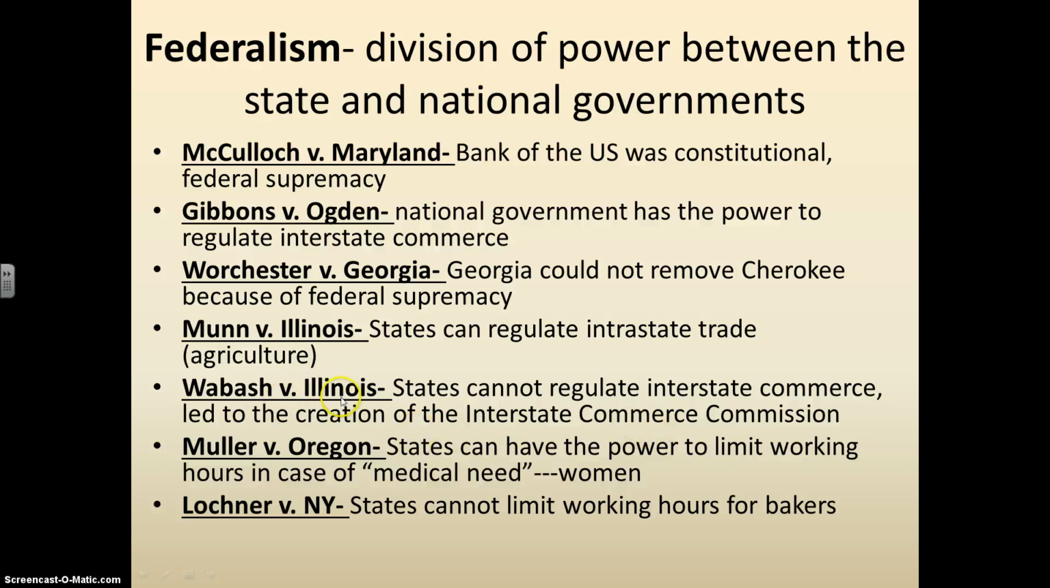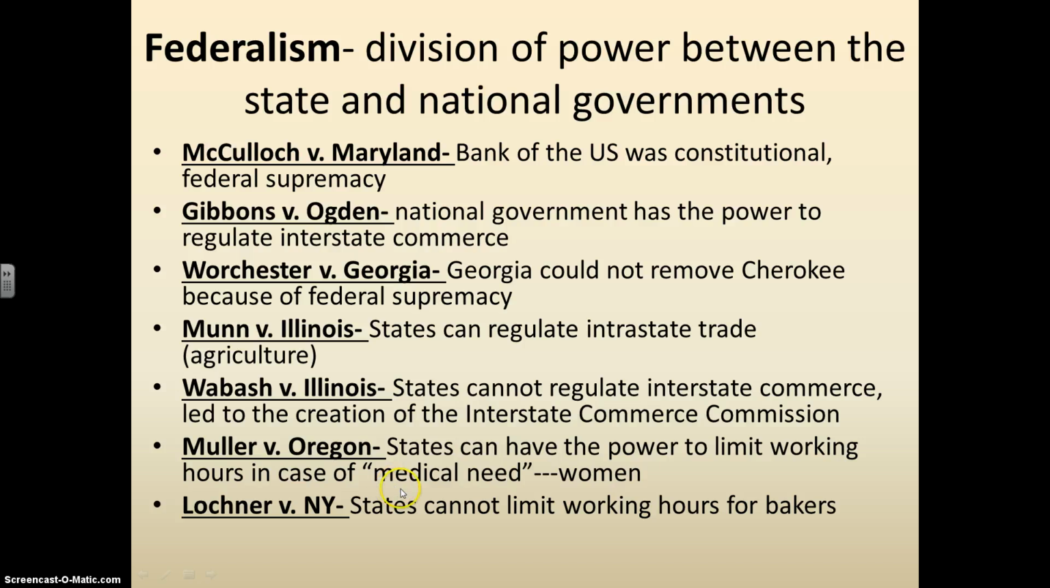And what had happened here was Illinois was trying to regulate the railroads. So basically here you have the national government trying to regulate the railroads within the state. They can't do that. You have the state government trying to regulate railroads that go outside of the state. They can't do that. And then you have two other opposite cases. You've got Munn versus, I'm making up new cases.